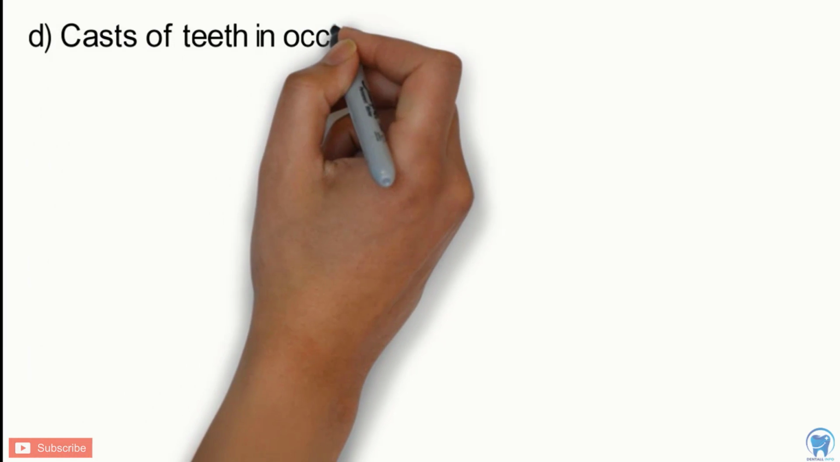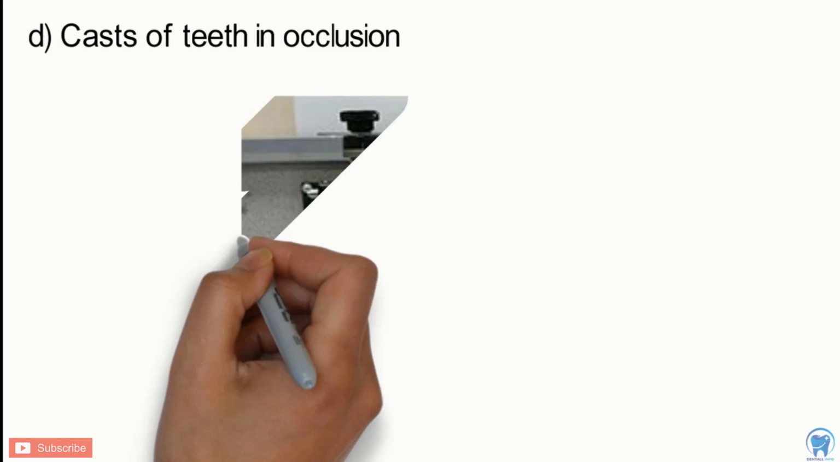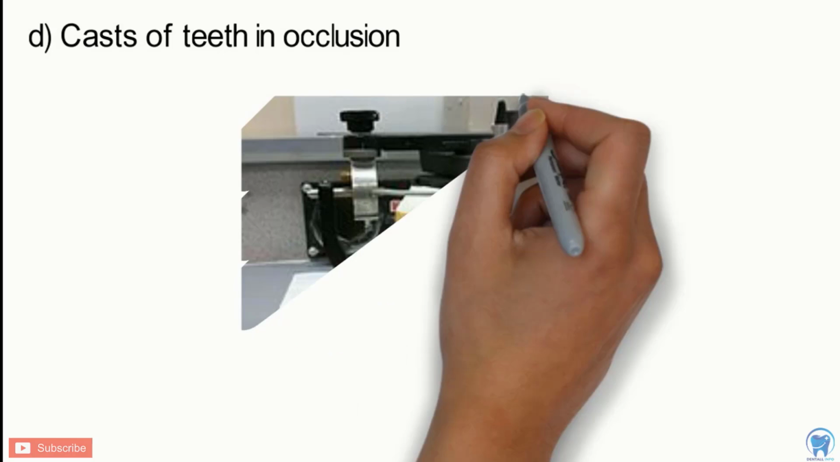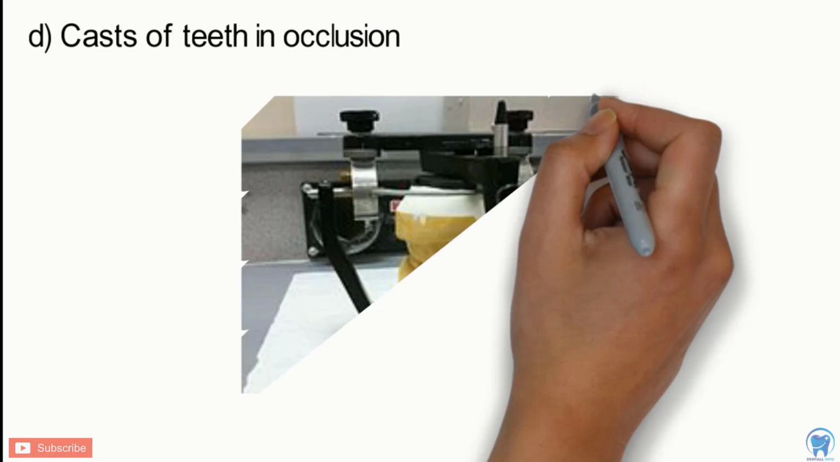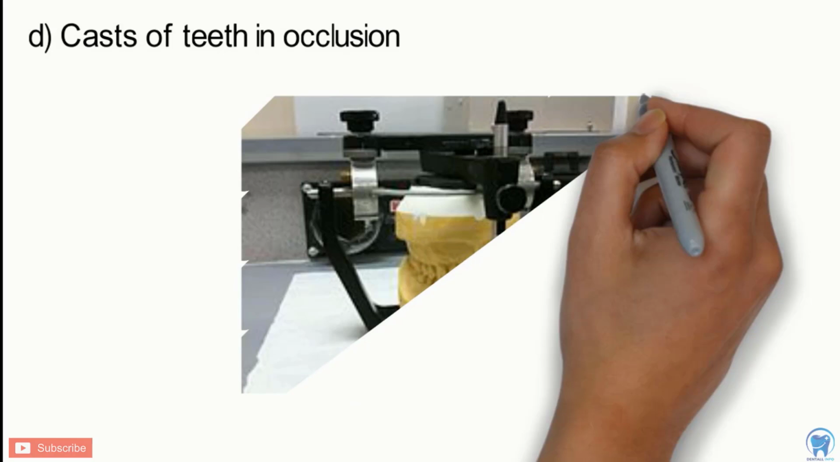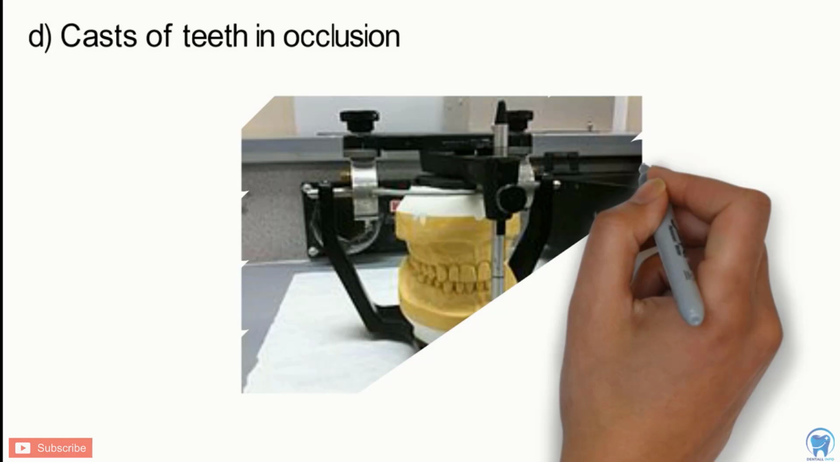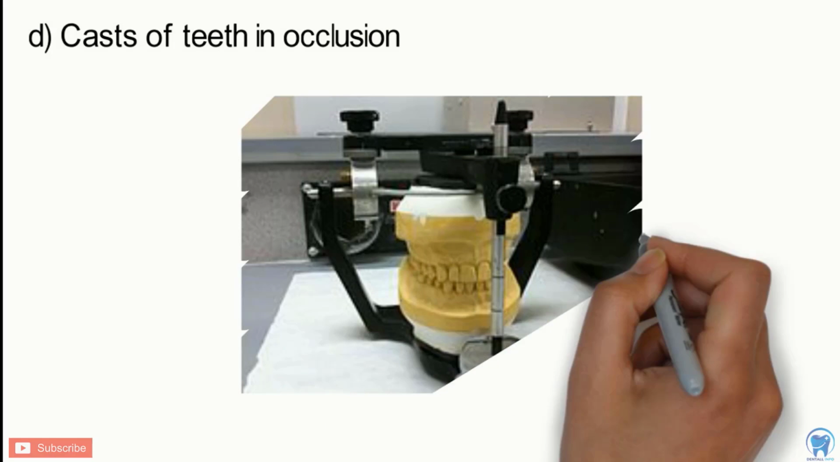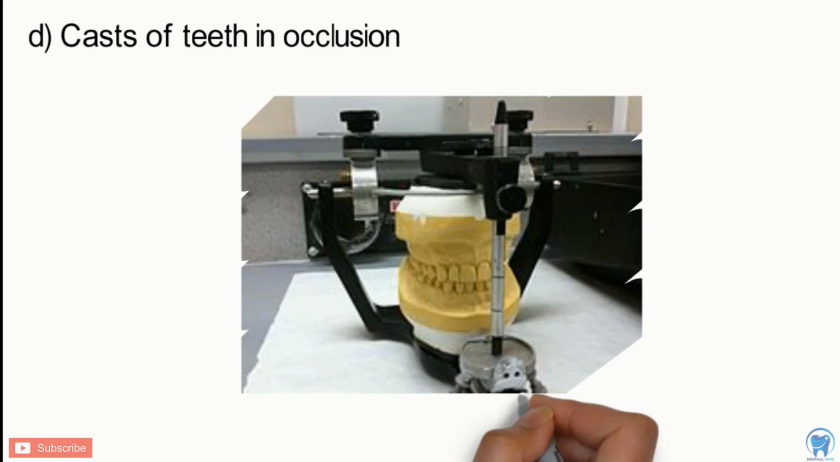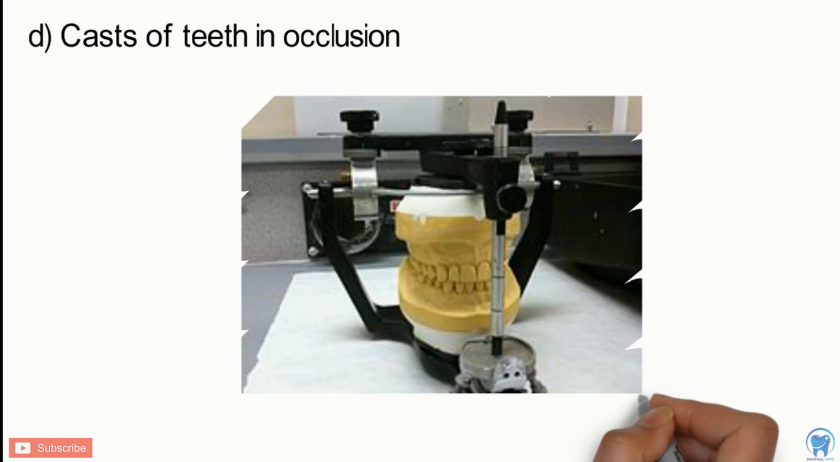Mounted casts of teeth in occlusion also act as a guide. Casts of teeth in occlusion mounted on the articulator help us know the distance between the ridges before the teeth have been extracted. Hence, it acts as a guide to determine the vertical dimension of occlusion. This method is especially useful in patients whose ridges are not resolved much after tooth extraction.